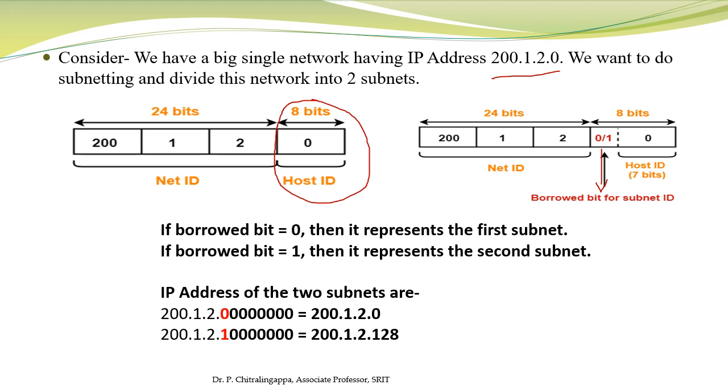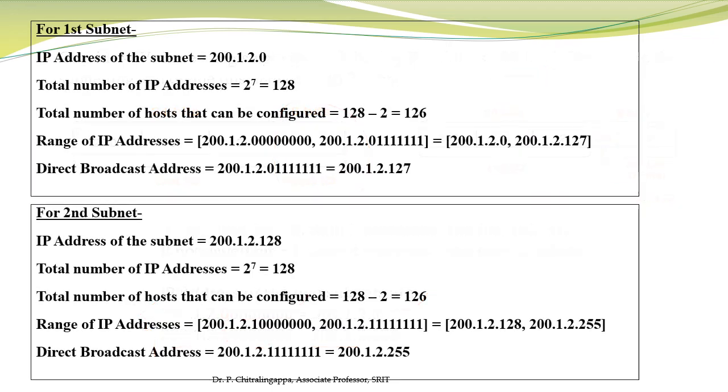So you can borrow 0, that is one network, and you can borrow 1, that is another network. So you can divide into two networks. You can keep 0 with all zeros, this is one network, and you can keep 1 with all zeros, one more address. So this is the initial address for this subnet. This is also the initial address for this subnetwork. For the last address, you can keep all ones, and automatically you will get it.